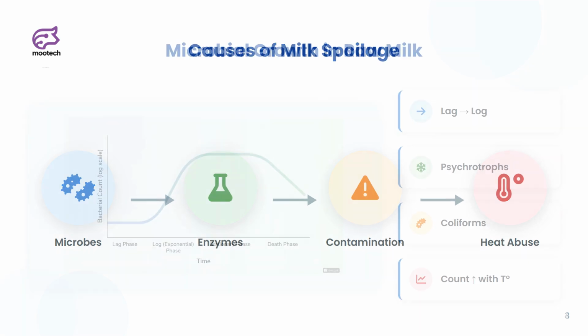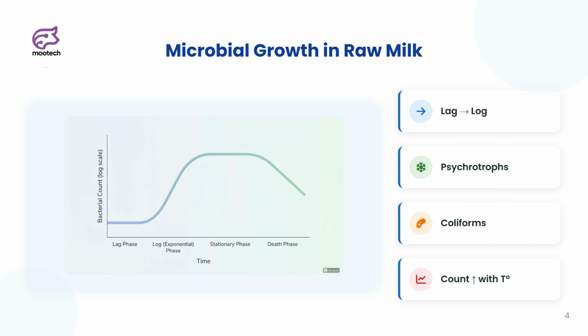The diagram on this slide illustrates microbial growth in raw milk. We observe four phases: lag phase, exponential phase, stationary phase, and death phase. During the lag or exponential phase, bacterial count increases rapidly. Psychrotrophs and coliforms are particularly important. Their population increases with rising temperature. Importantly, bacterial count increases with temperature. This is why temperature control becomes the primary preservation tool.